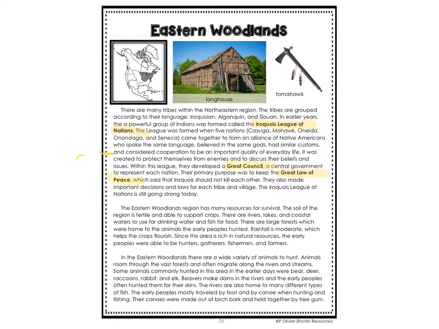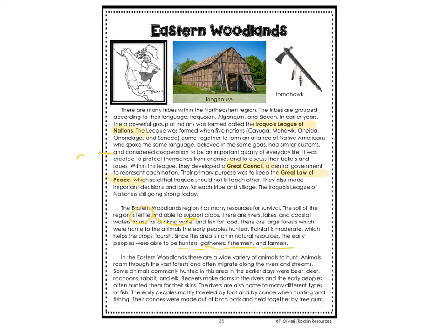The Eastern Woodlands region has many resources for survival. The soil of the region is fertile and able to support crops. So right there, fertile means able to support crops. There are rivers, lakes, and coastal waters to use for drinking water and fish for food. There are large forests which were home to the animals the early peoples hunted. Rainfall is moderate, which helps the crops flourish. Since this area is rich in natural resources, the early peoples were able to be hunters, gatherers, fishermen, and farmers.